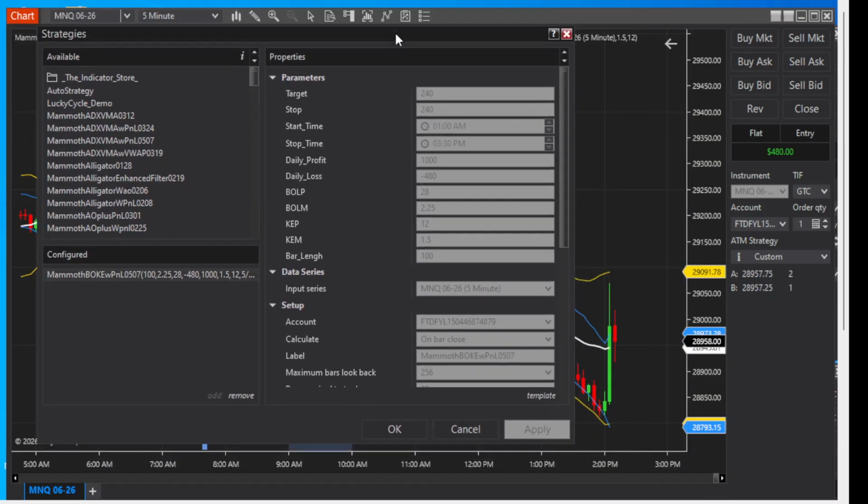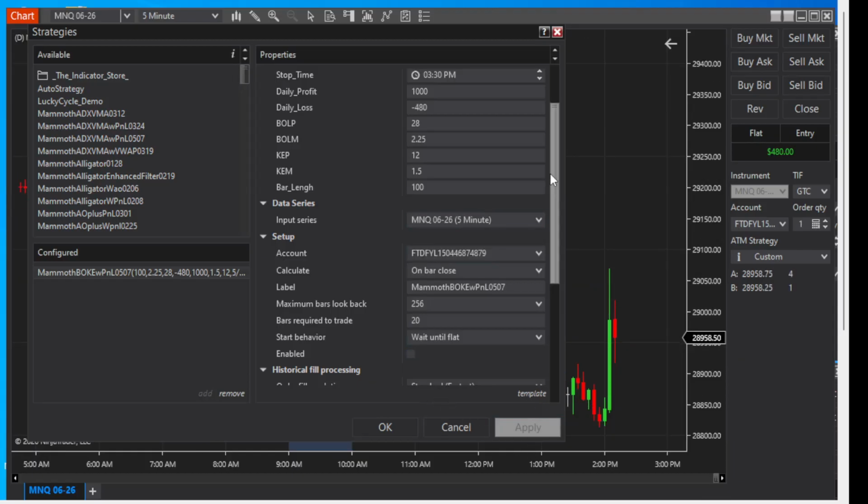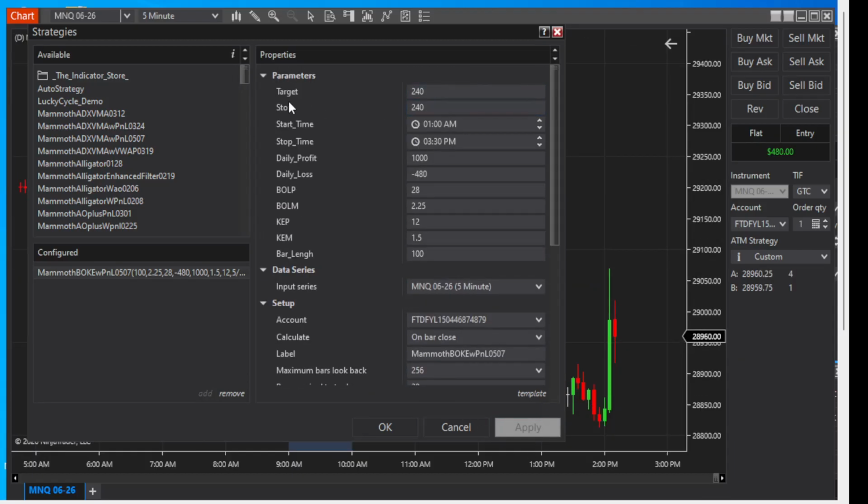So here's the setup. 240 ticks, 1 to 1, and the start time is 1 a.m. Stop at 3:30 p.m. This is all Central Time, and the daily profit I set as 1,000, and the daily loss is 480.